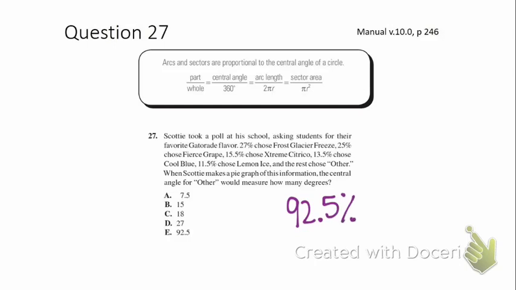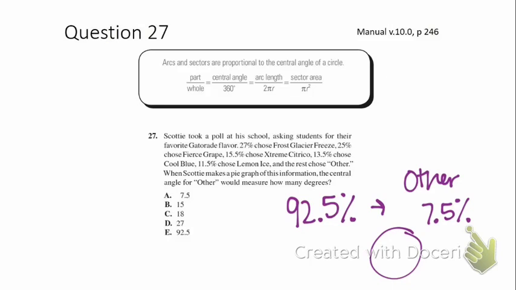92.5%. So I know that the other category, I need to subtract that from 100, and that's going to be 7.5%. Okay. Now, this is a percentage, right? Not an angle measure. So I need to figure out what my degree is going to be. If the other section accounts for 7.5%, I need to just take that and multiply by the total number of degrees in a circle, which I know is 360.